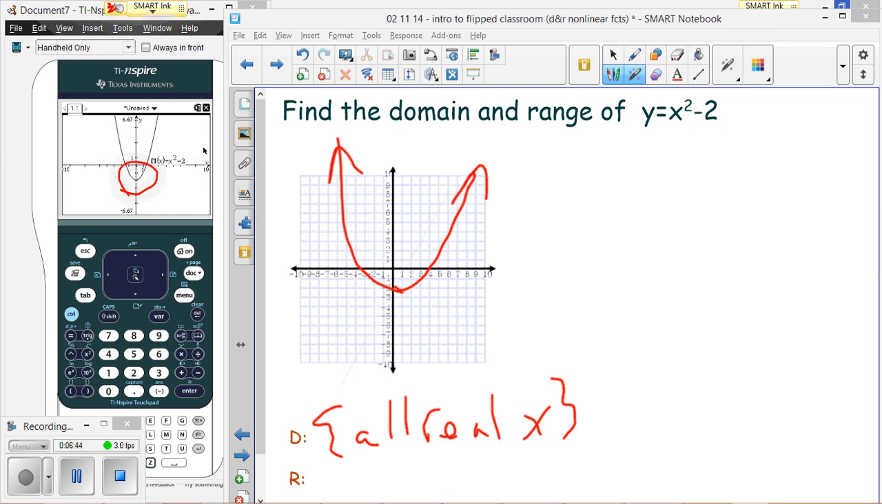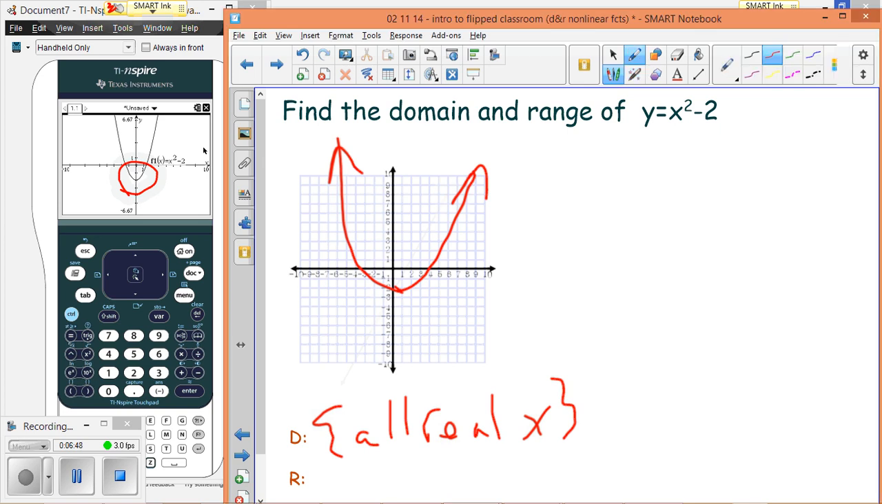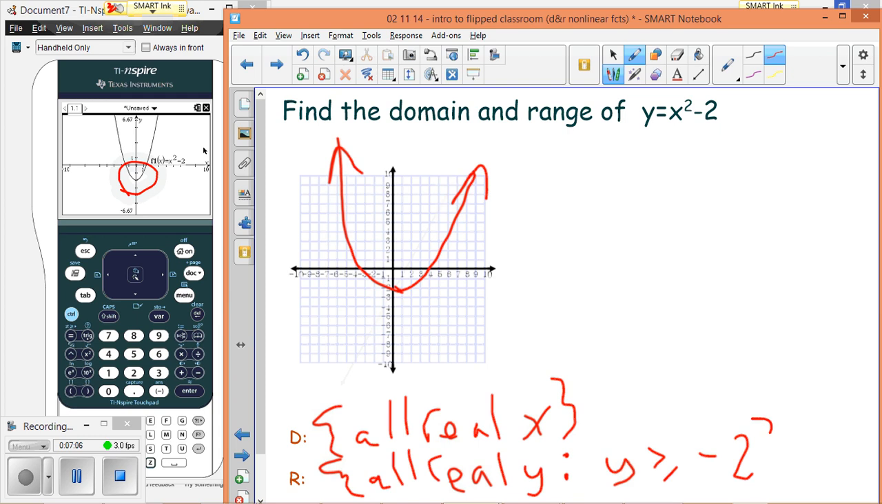So what we're going to say is it is all real y, but with a restriction now. All real y, such that, remember this colon means such that, y is greater than or equal to what number? Well, -2. Y can be anything as long as it is -2 or higher. And we move on to the next one.